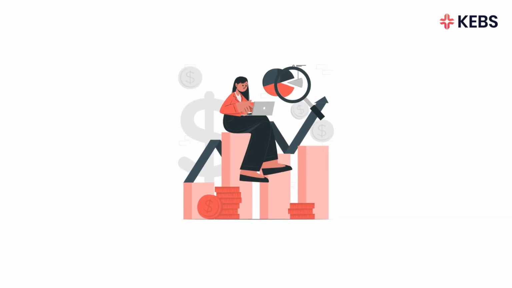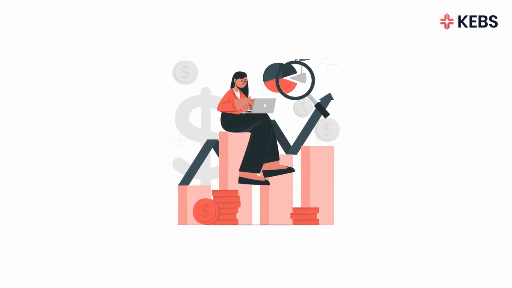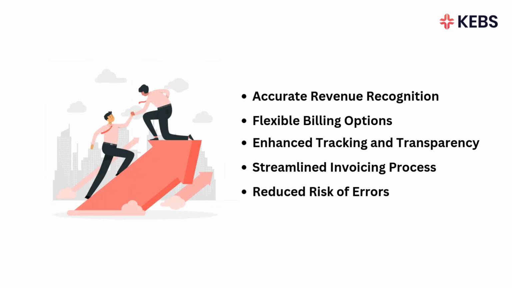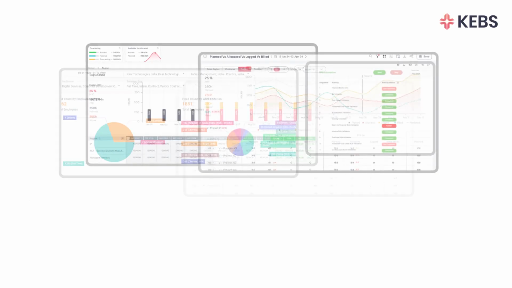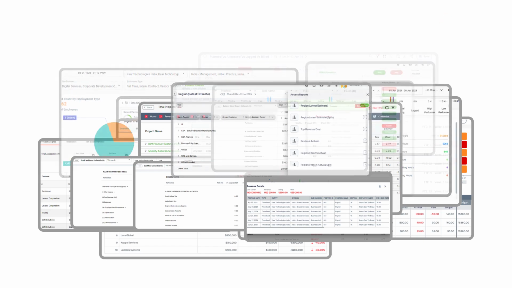This streamlined process enables accurate tracking and billing based on actual progress, reducing the risk of over or under billing. With KEBS Fixed Bid, achieve accurate revenue recognition, flexible billing, transparent tracking, streamlined invoicing, and error-free processes, supported by over 100 reports and dashboards for complete project visibility, along with dedicated collection application.